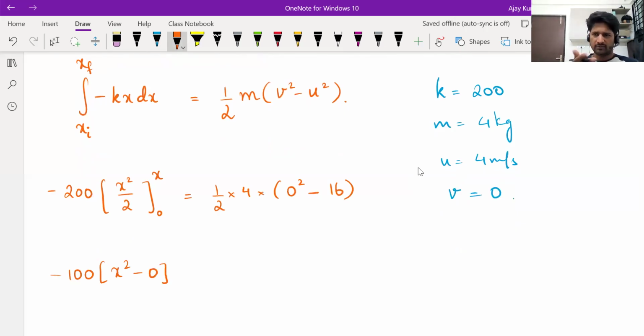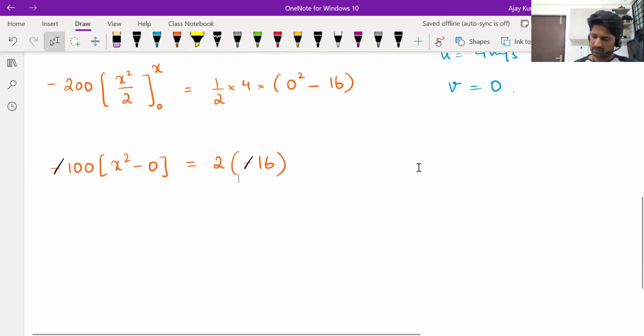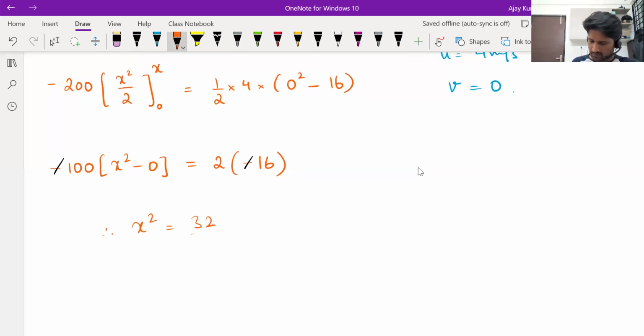Substitute the upper limit in place of x, it's simply x square. Lower limit is 0. 0 square is 0. Half into 4 is 2 into minus 16. Now you see the minuses getting cancelled. 2 into 16 is 32 divided by 100. Therefore, x square is 32 by 100.